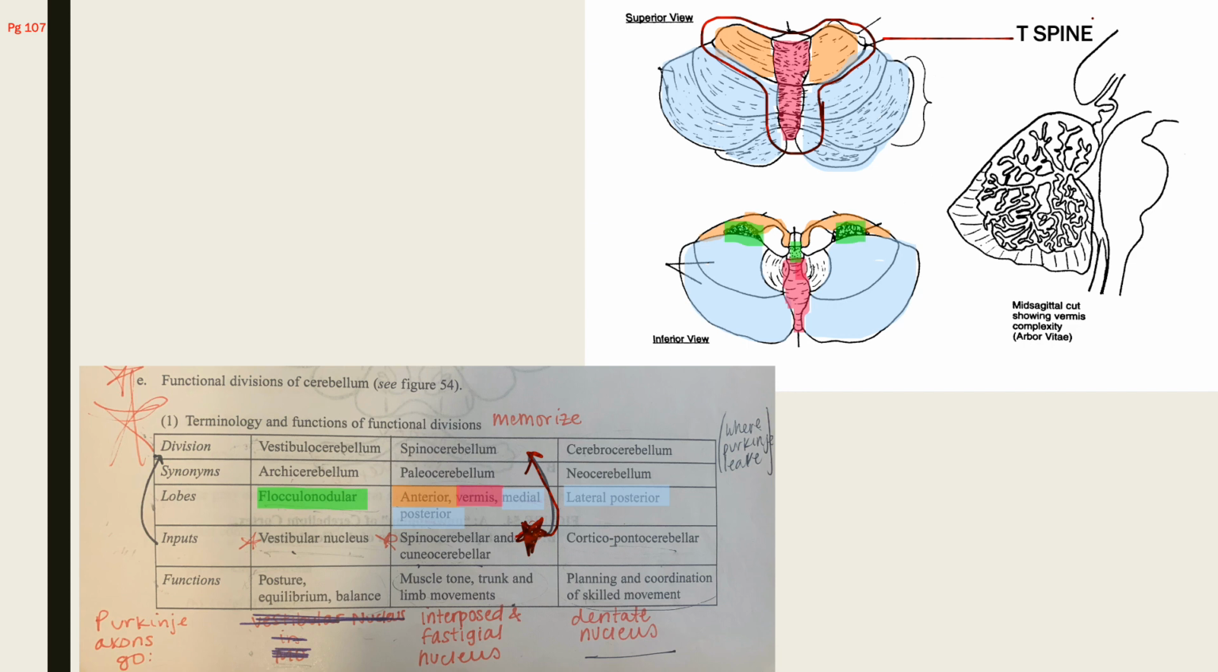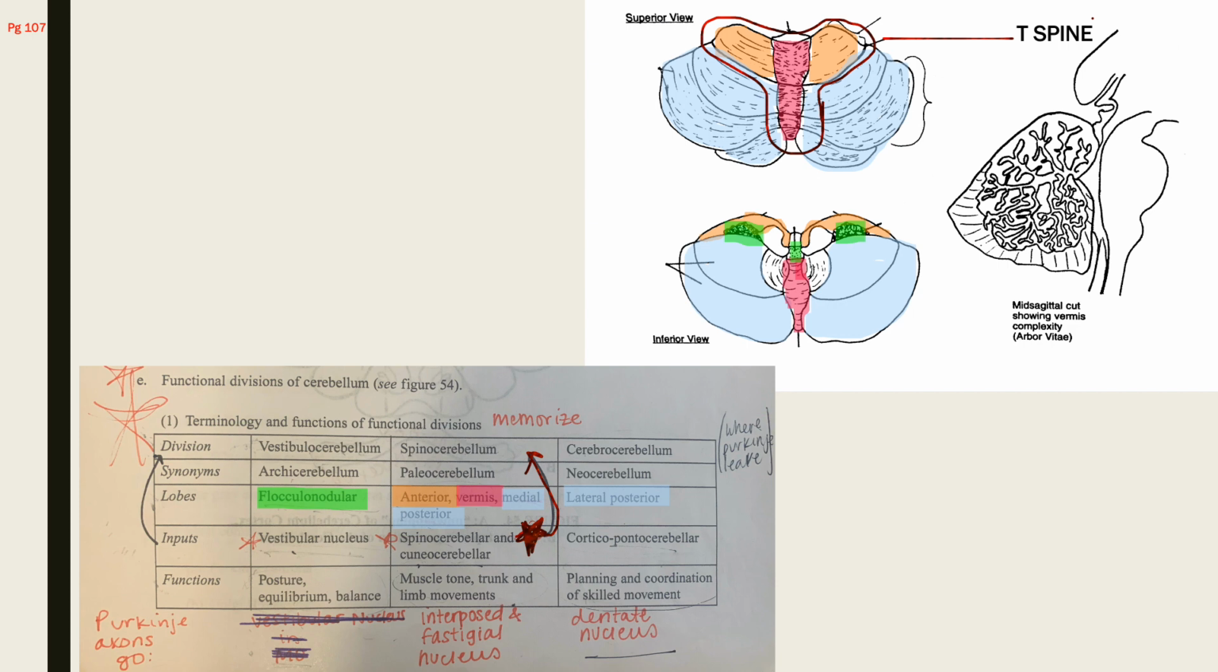And the function that we're dealing with here is planning and coordination of skilled movements. So how I remember this, the cerebrocerebellum, if you break that down, cerebro stands for cerebrum, and we haven't talked about the cerebrum yet, but we've talked about the corticospinal tracts, and those come from the cortex of the cerebrum, kind of like how if you look on the chart, it says corticopontocerebellar. And what does that deal with? Initiating fine skilled movements, right? So that's how I connected the cerebrocerebellum is dealing with the planning and coordination of skilled movements. So it might be kind of a stretch for you guys, but it helped me remember it.